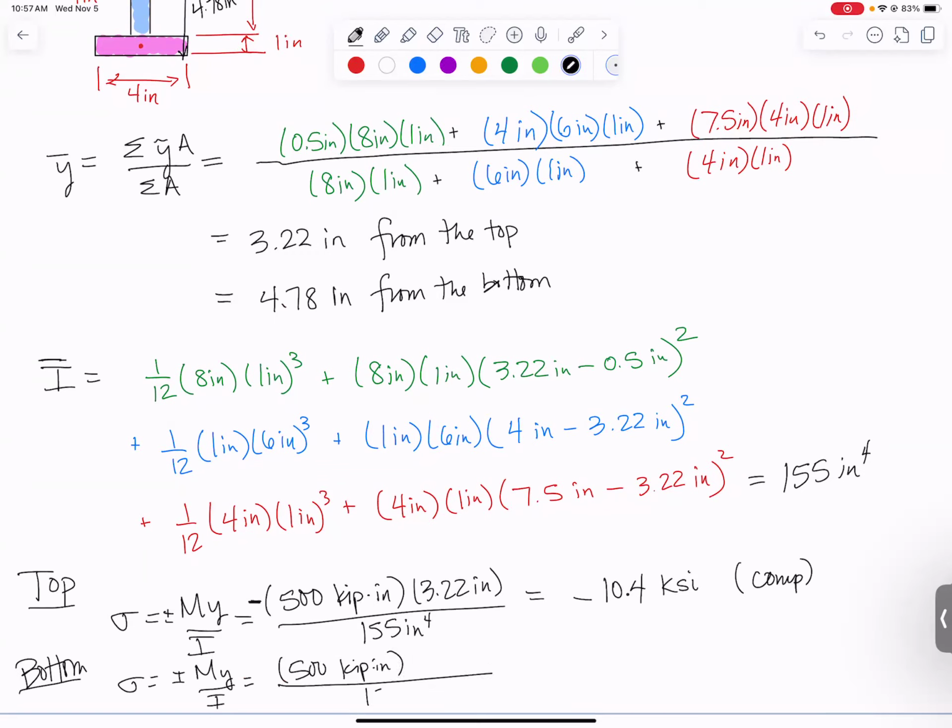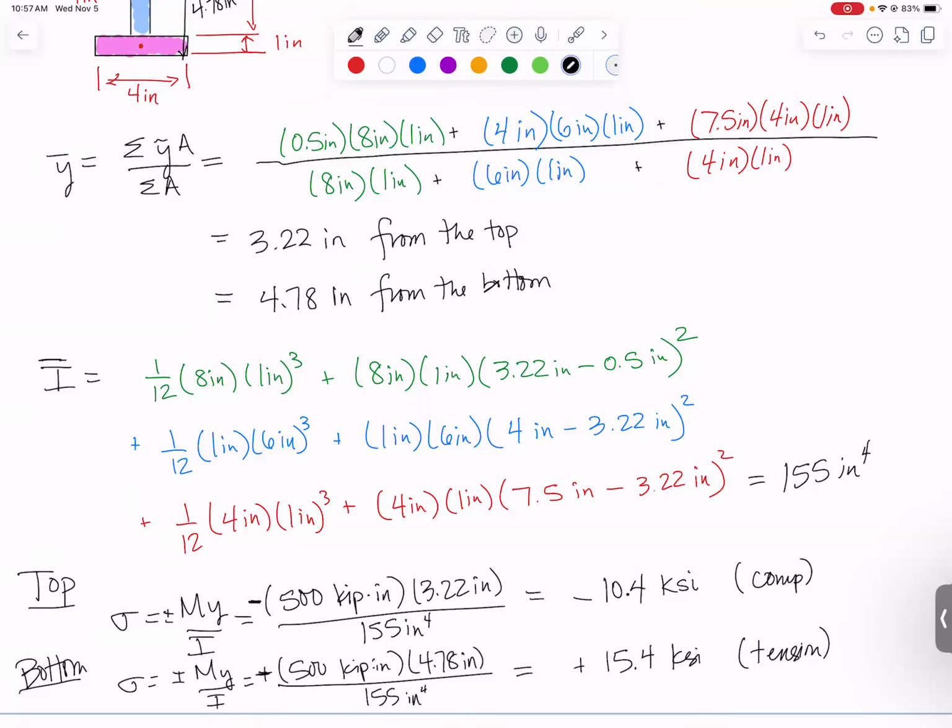The moment of inertia is the same, 155 inches to the fourth, but the distance is different. I want to go to the bottom, so I want to use 4.78 inches. And doing all that math, the number comes out to be 15.4 KSI, and that is tension. Because if it was compression on the top, it has to be tension on the bottom. So if you want to put a plus sign in here, that would be great. That's it for our simple example that we started last time.